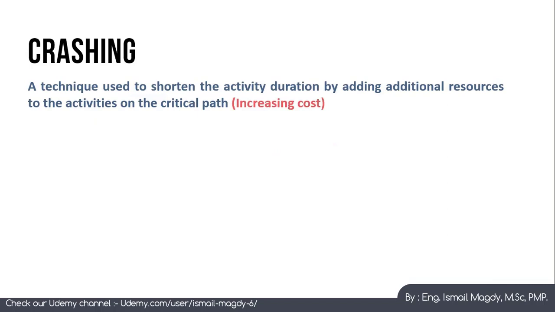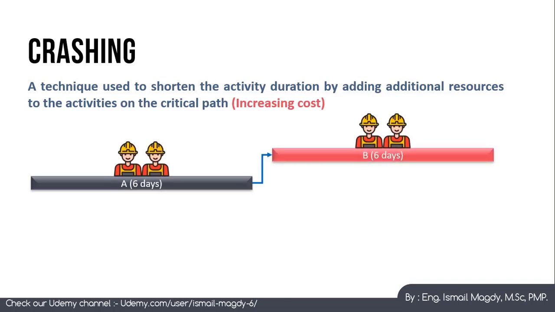Crashing is a technique used to shorten the period required for any activity, simply by adding more resources to it. For example, here we have activity A and activity B. Each one of those activities had 2 labors assigned to each one, and they were supposed to take 6 days each to be completed. So we need a total of 12 days for both activities to be carried out.